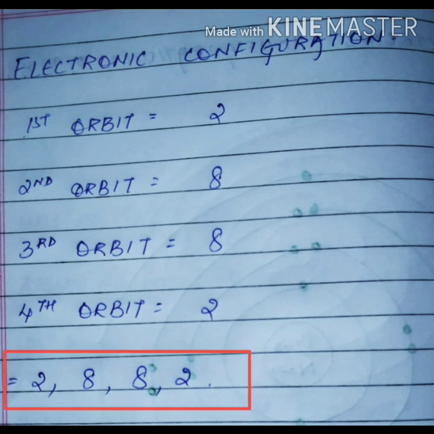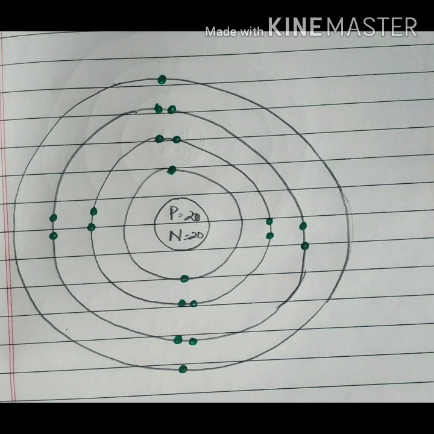Now let's draw the orbital structure diagram. In the center, the nucleus with protons and neutrons. We have already calculated the number of protons and neutrons: number of protons 20, number of neutrons also 20. We have also calculated the electronic configuration, that is 2, 8, 8, 2. That means a calcium atom has 4 orbits. So draw the 4 orbits. First orbit has 2 electrons, second orbit has 8 electrons, third orbit has 8 electrons, and the fourth orbit has 2 electrons. So this is the answer for this example.